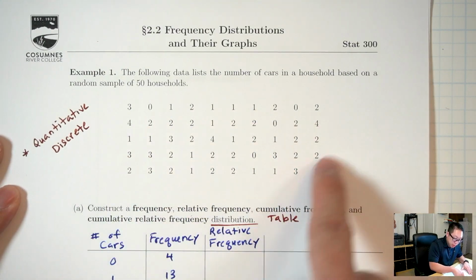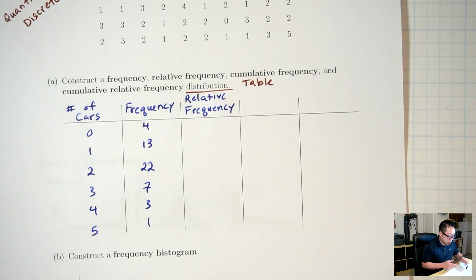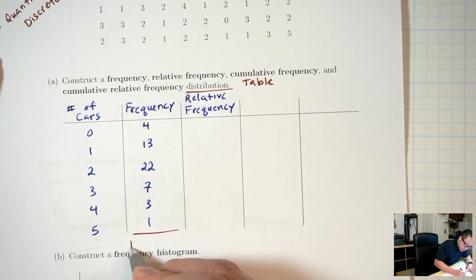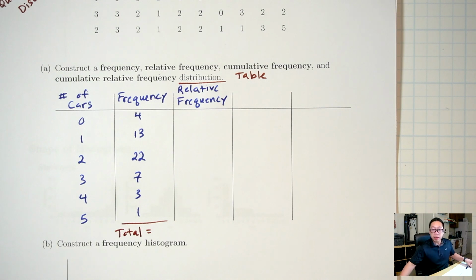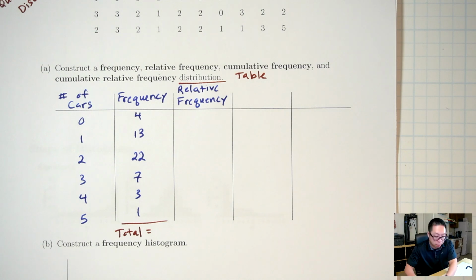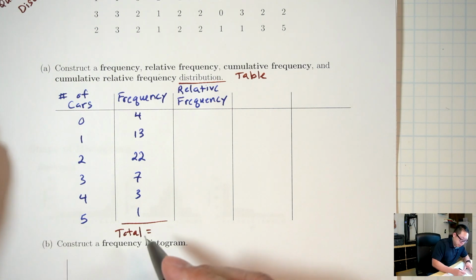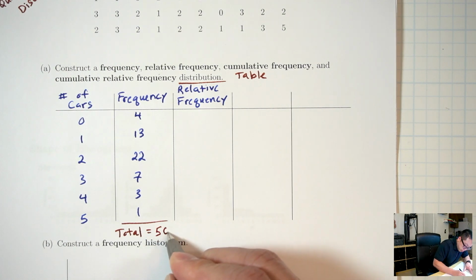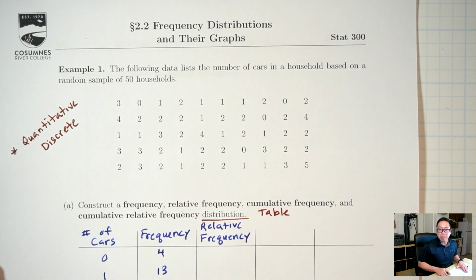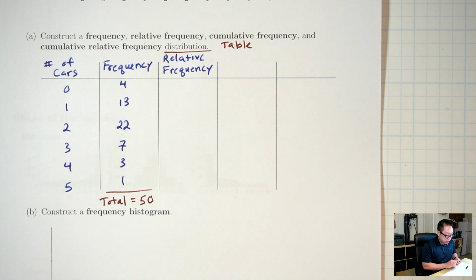You can count how many data values you have. Or another way you can do it is just to count up all the frequencies. If I add up all my frequencies, that should tell me how many total people I have in my data. So if I add up 4 plus 13 plus 22 plus 7 plus 3 plus 1, it's 50. And if you're paying attention, I also said 50 in the example. So there's 50 people total.